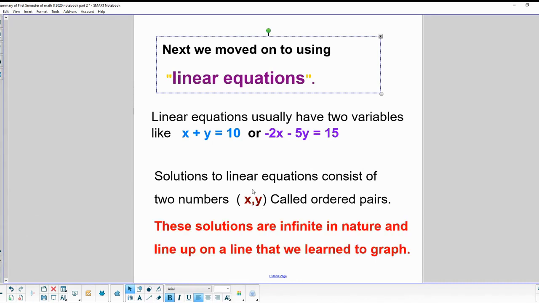These solutions are infinite in nature and line up on a line that we learned to graph. So I can think of an infinite number of ways that you can add two numbers together that equal 10, and we can graph a lot of those on a coordinate system, but if we went out very far, it would take too much time and space to try and illustrate that. So we usually stay pretty close to the origin or the 0, 0 point on a coordinate system when we graph it.